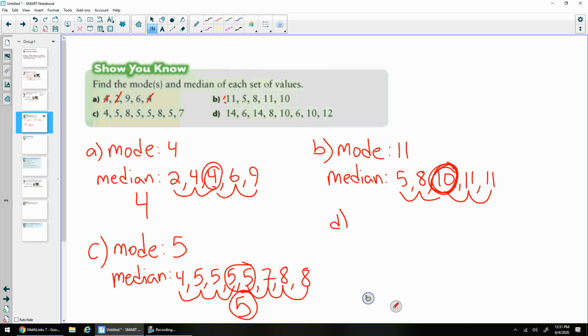And D, the mode, which is the most occurring one, 14, 6, 14, 8, 10, 6, 10, 12. Okay, I think I said a couple numbers twice. So I said 14 twice, I did say 6 twice, and I said 10 twice. Okay, and then 8 and 12 are just there once. So the modes, I could say there's 3. There's 6, 10, and 14.